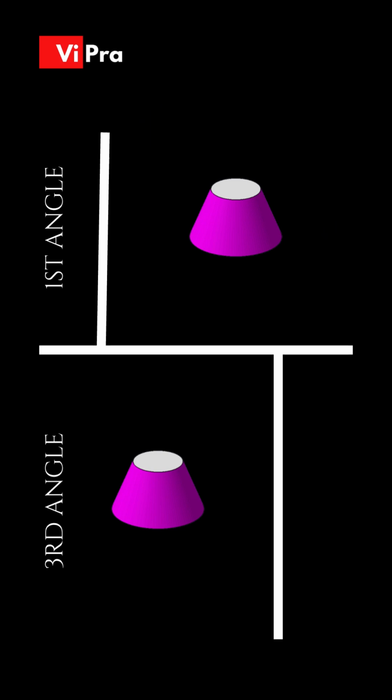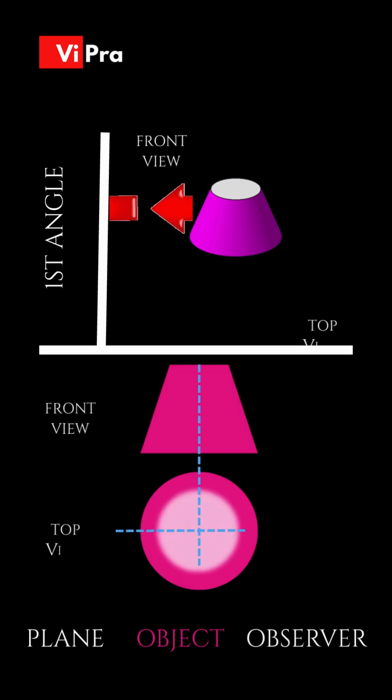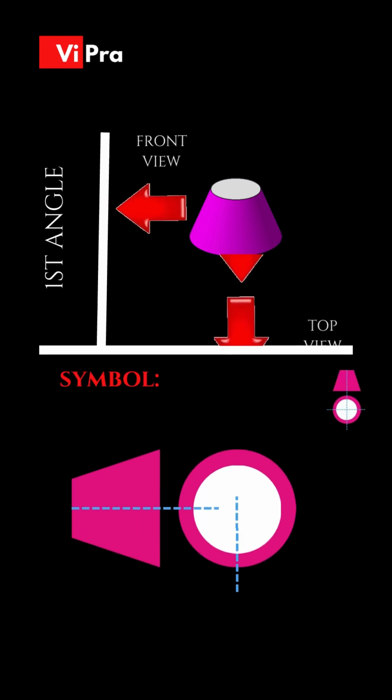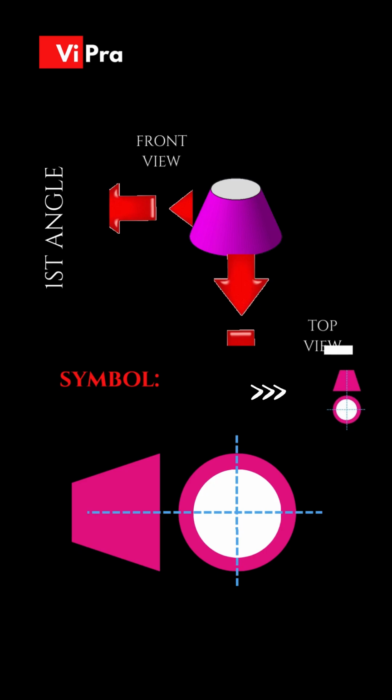For first angle projection, the object is placed between the observer and the plane. The object view projects on the plane, front view on the positive Y plane, and top view on the positive X plane. When you rotate this whole orthographic view to the left, you will get the symbol for first angle projection. Now, it's easy to remember the symbol, isn't it?